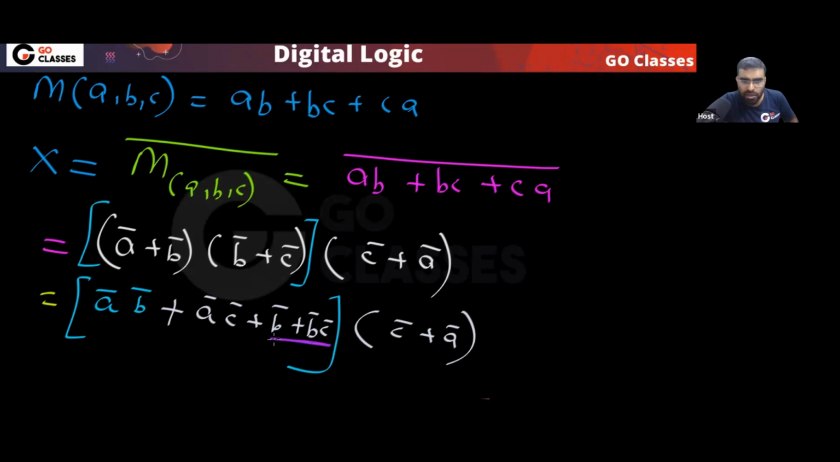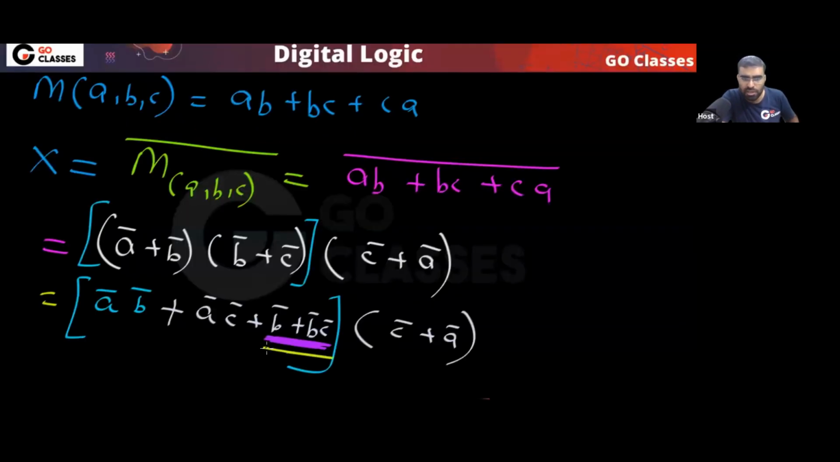Here you can apply the absorption property, right? We already know this absorption property: alpha or alpha beta is the same as alpha. This is called the absorption property. So you can apply it, and this will become B bar.